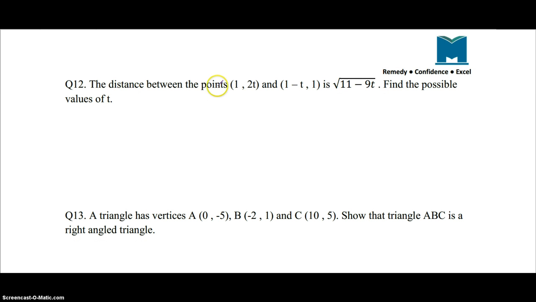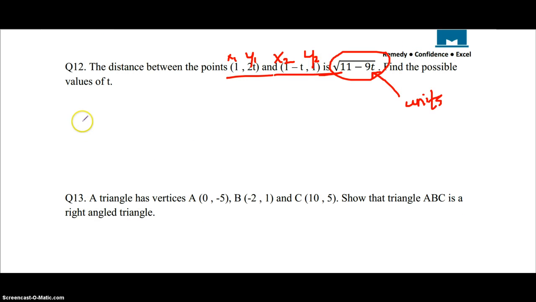These are the more tricky ones. The distance between these 2 points is this. So this is your x1, your y1, x2 and y2, and this is your distance in units. So equate them together using the equation and you'll be able to find the possible values of t.